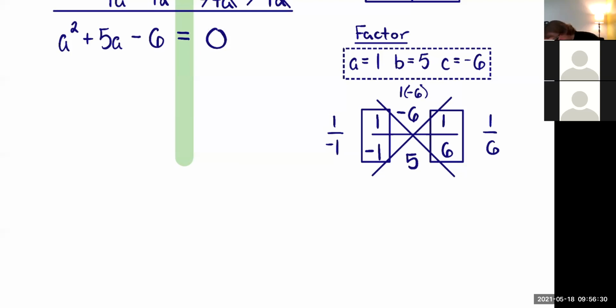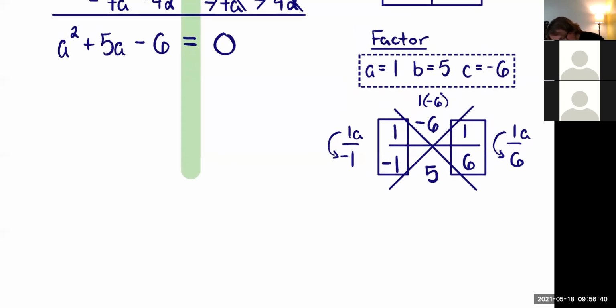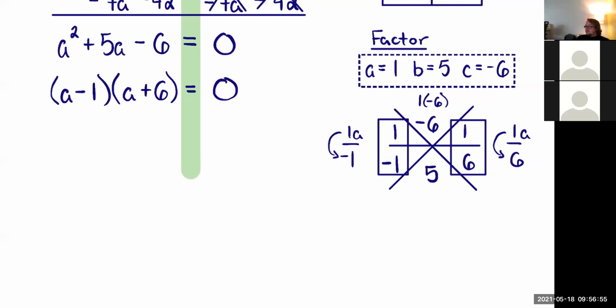So at this point, we bring back our variable, which in this case is the letter A, before writing the top terms in front of the bottom terms. So what two binomials do I get? 1A minus 1 and 1A plus 6. Goodness, what a process. We're not even done yet. We only have so much space. We're doing all right for space.